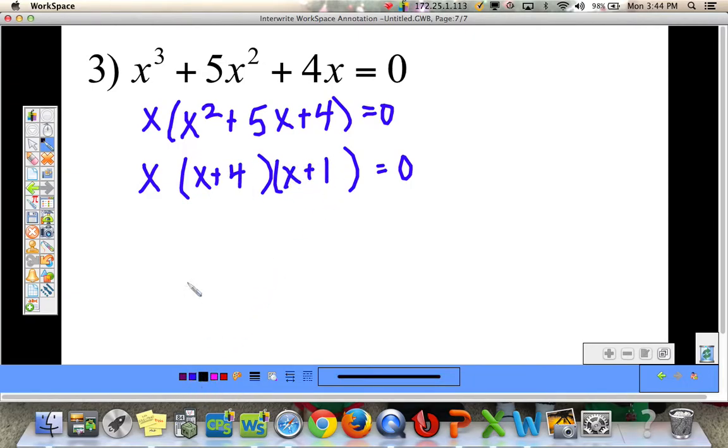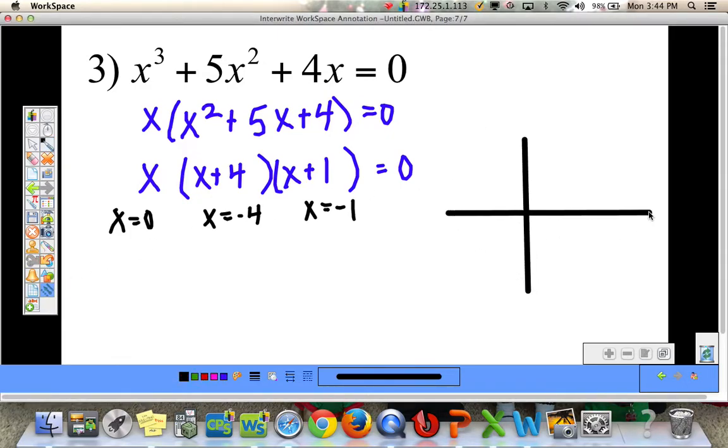All right, what makes this 0? Well, if x is 0, the whole thing's 0. If x is negative 4, the whole thing is 0. And if x is negative 1, the whole thing is 0. So if we sketch this graph, all right, so negative 4. Let's change colors. So 0, negative 1, negative 4. And if you graph this function, it looks something like this. I just can't get that 0.